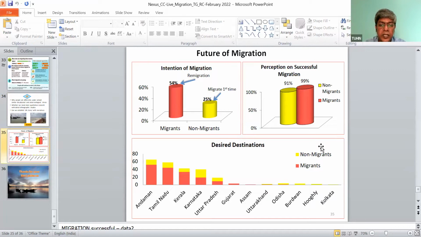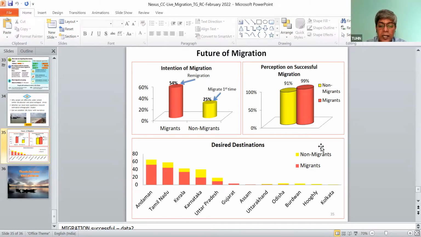The intention of migration is there. So the migrants want to remigrate, 54% at least have that kind of idea. Migrating for the first time is around 25%, because the non-migrants think that migration is beneficial. On the perception of successful migration, 99% of migrants think that it's okay, that there are specific benefits from migration. At the same time, 91% of non-migrants think that migration is beneficial.